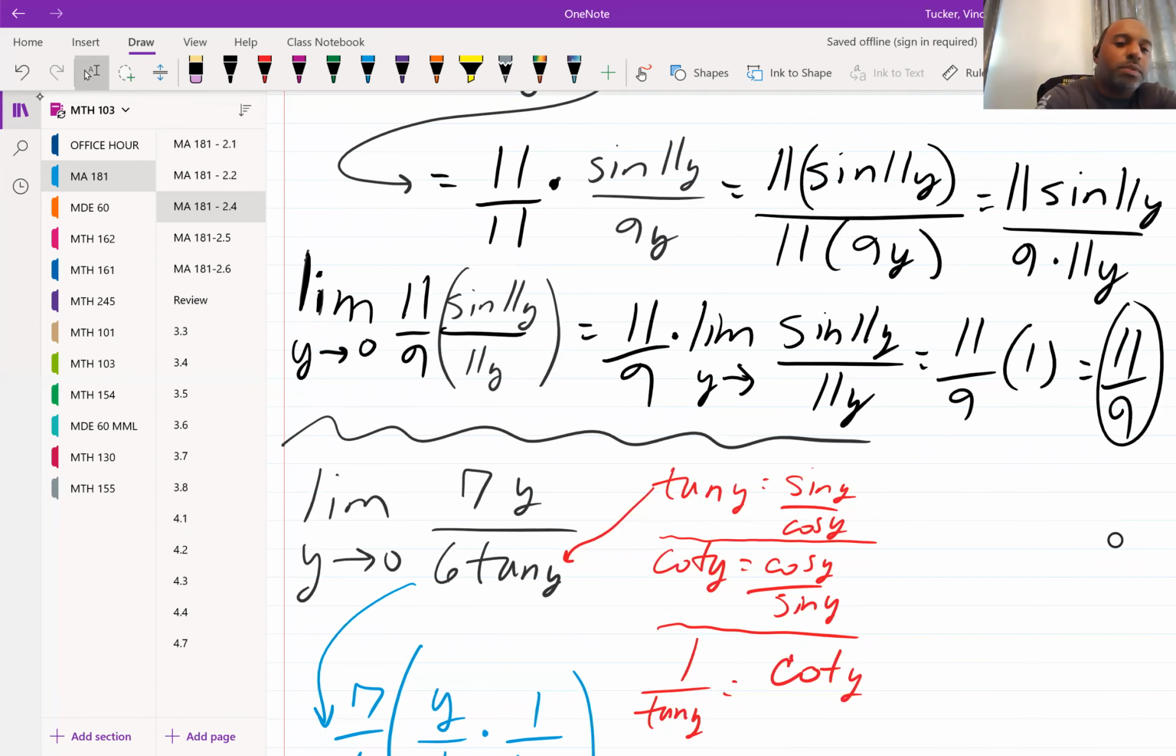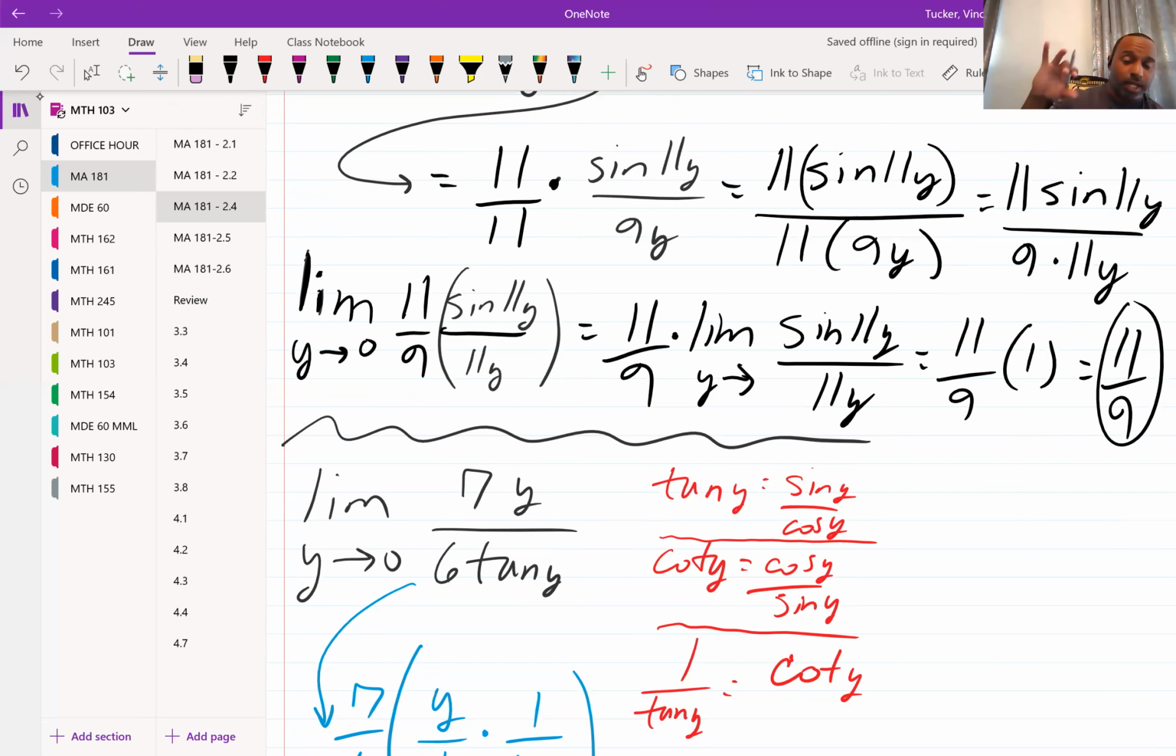All right. So the next one, looking at the limit of 7y over 6 tan y as y goes to 0. So now this relationship that we're talking about involves sine, not tangent. So if we can rewrite tangent involving sine, that would be to our benefit, because we can use that relationship that we just finished talking about. So don't forget that tan or tangent is the same thing as sine over cosine.